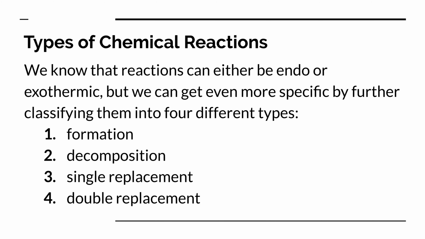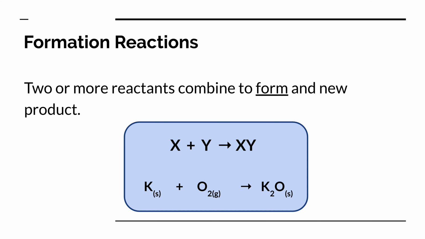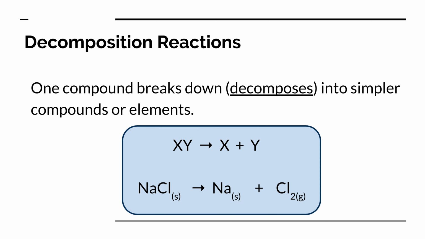So, for example, a formation reaction occurs when you have two elements that react together to form a compound. We also call this sometimes a synthesis reaction because it's synthesizing a new compound. So in a formation reaction, you have the elements coming together and becoming a compound. A decomposition reaction is exactly the reverse. You have a compound breaking down or decomposing into its component elements.